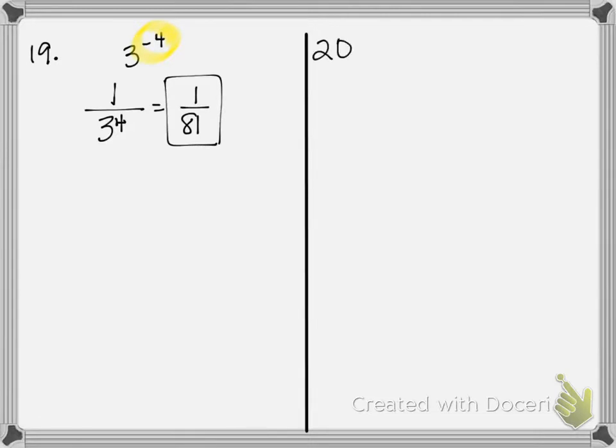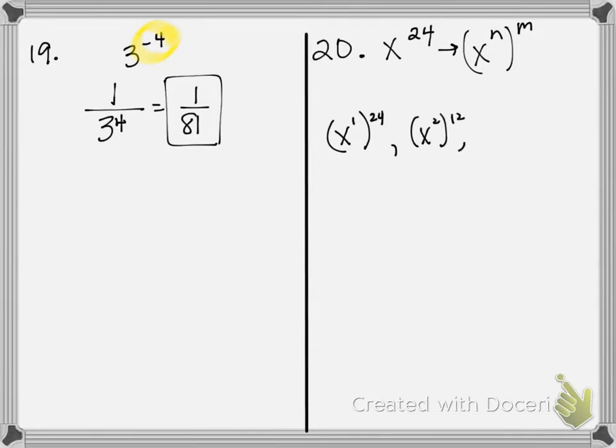Number 20 says write x to the 24th in the form x to the n all to the m. So remember, this is just applying our power rule, and n and m can be anything as long as they're both factors of 24. So I can have x to the 1 to the 24th, or the reverse. I can have x to the 2 to the 12th, or the reverse. I can have x to the 3 to the 8th, or the reverse. And I can have x to the 4 to the 6th, or the reverse. And finally, I have my last three.